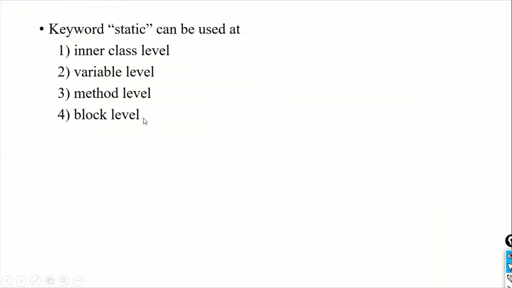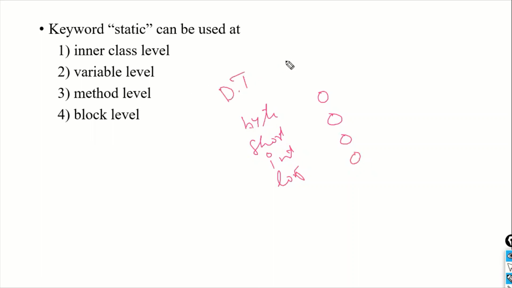And the default values, once again, let's understand about the default values. For byte, the default value is 0. For short, the default value is 0. For int, the default value is 0. For long, the default value is 0. Data types and their respective default values.